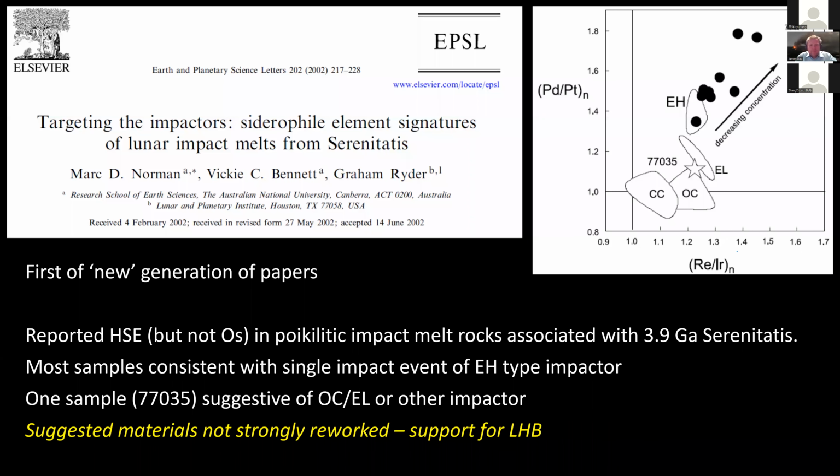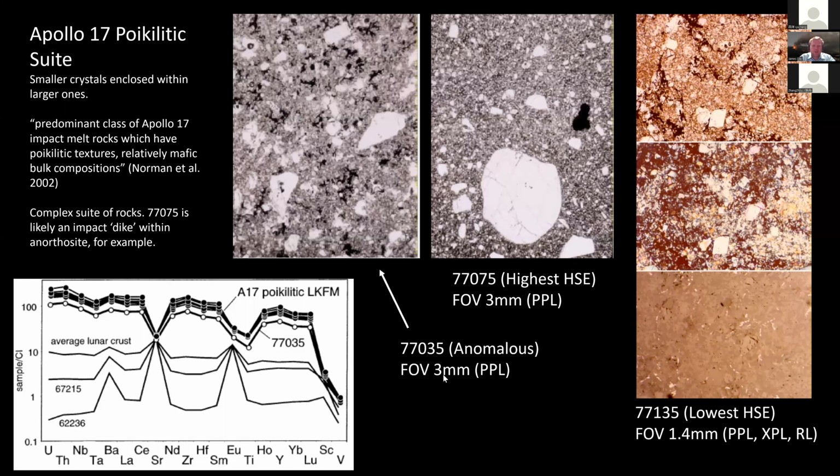They analyzed a suite of quite complex rocks. These are just some images for you. These are in plane polarized light showing these different materials from the Apollo 17 site. Field views are shown here at 3 millimeters, 1.4 millimeters. These are in different types of cross-polarized, plane polarized, and reflected light, just to give you a sense of the complexity of these materials.